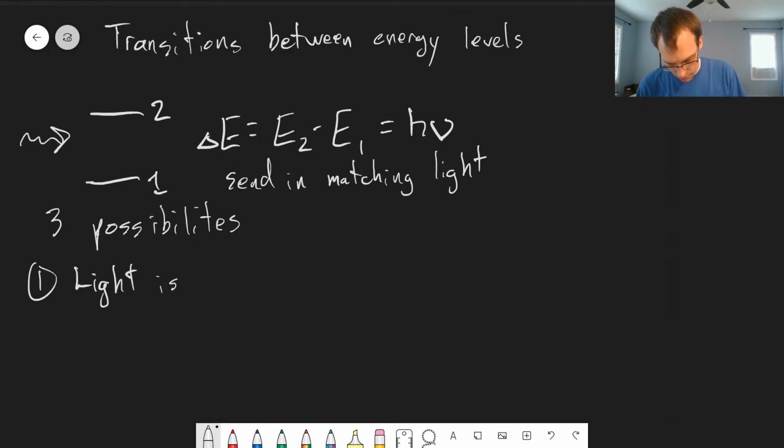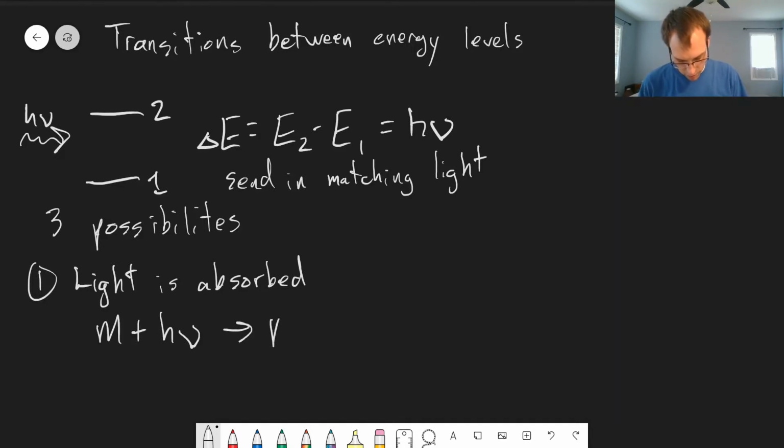So we imagine a photon coming in, the light is absorbed, and we'll get our molecule, which we'll label M, will absorb the photon and become an excited molecule. So we'll indicate that by M star. All right, so this molecule starts in state 1, goes to state 2. So this is something like our dye experiment with a particle in a box, or any sort of UV vis absorption experiment that you've done before. So that's our first possibility.